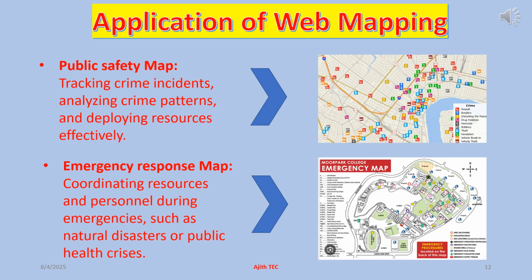Application of web mapping. Public safety map, tracking crime incidents, analyzing crime patterns, and deploying resources effectively. It is very important for police and other security agencies for proper planning of the security system of the country. Emergency response map, coordinating resources and personnel during emergencies, such as natural disasters or public health crises. It is very useful for health and emergency handling institutions to provide better safety to the general public.